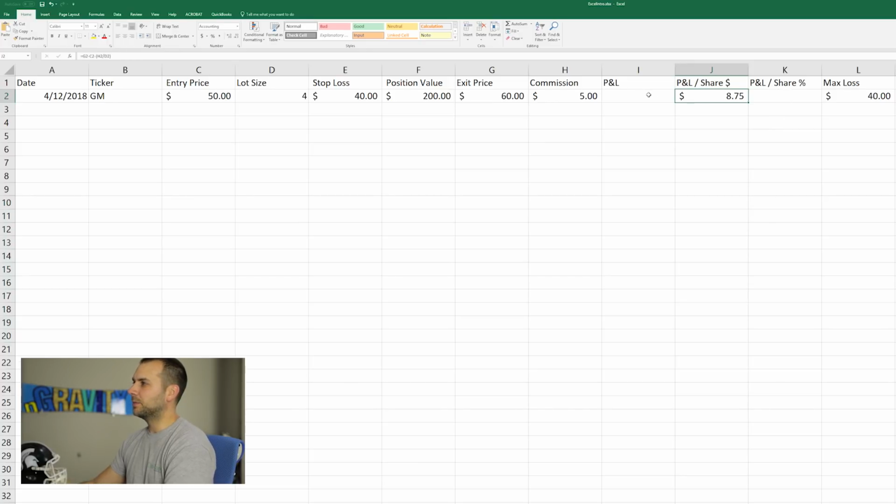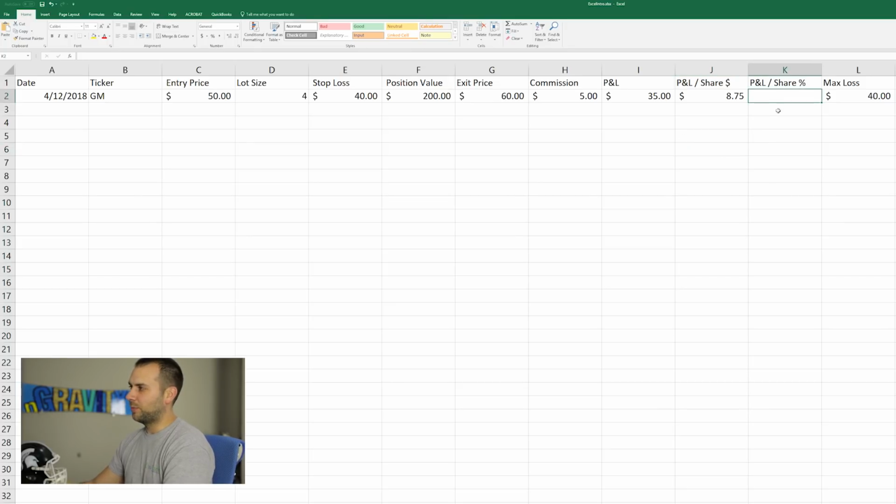We're good with that, right? So now to figure out our total profit and loss, we're gonna do another equal sign. We're gonna do profit and loss per share, and then multiply that by the number of shares we had. So there you go. Our total profit and loss was $35. You can totally do that the opposite way around too. You can figure out your total profit and loss and then divide it by four shares to get your profit and loss per share. There's really like a million ways you can do things in Excel. So you can flop those around, do whatever you want.